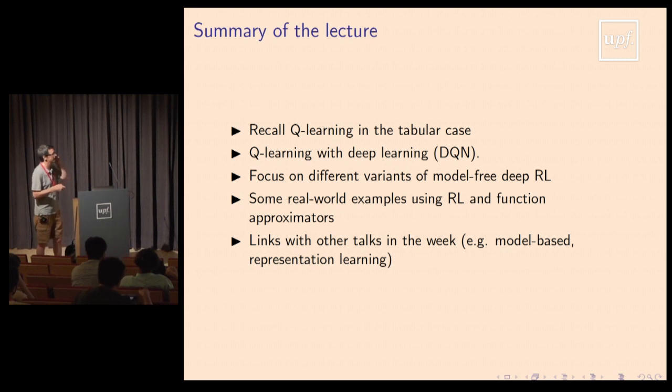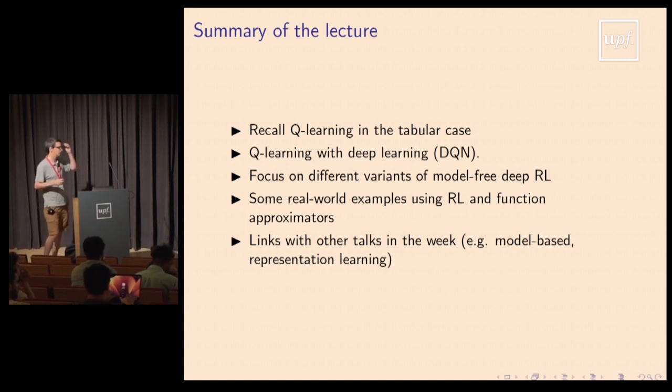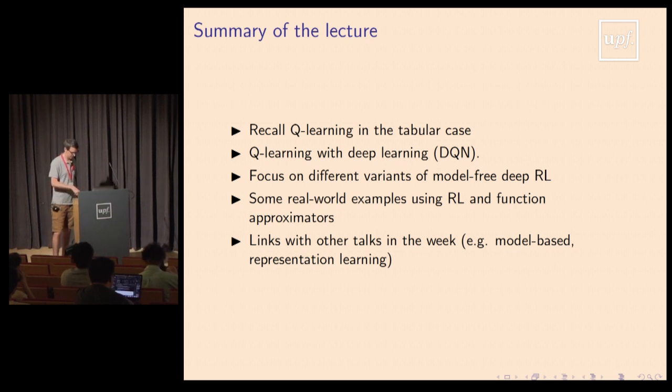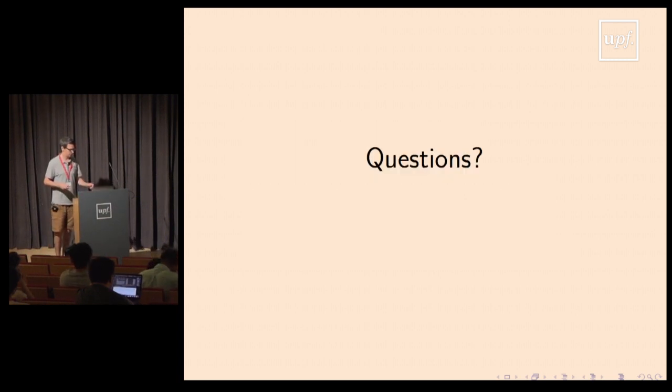Okay, so I guess now we can go on to the conclusions and potentially questions. We looked at Q learning in a tabular case, Q learning with deep learning and the deep Q networks algorithm. We looked at different variants of model-free deep RL, some real-world examples, and then we'll give some links with other talks in the week about model-based and representation learning. If there are any questions, I'm happy to take them.